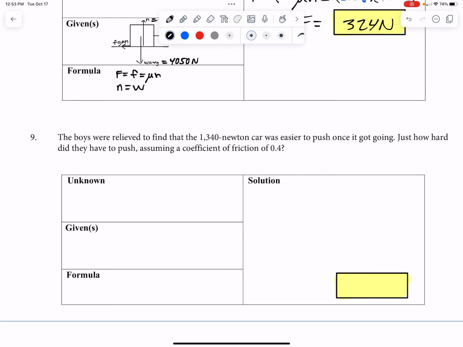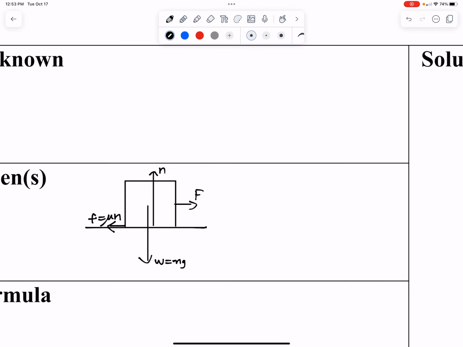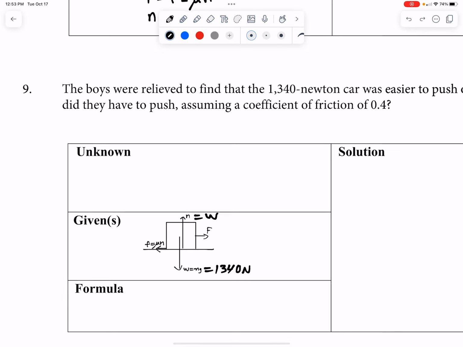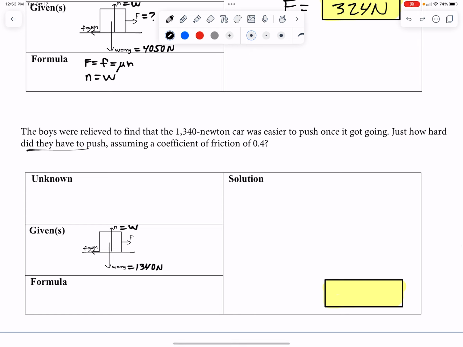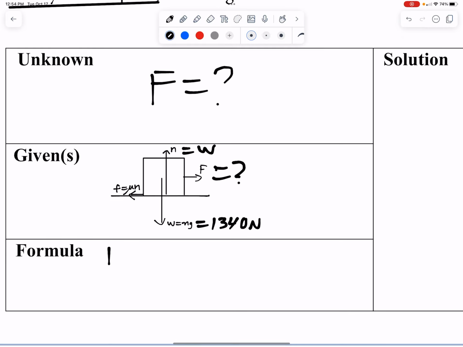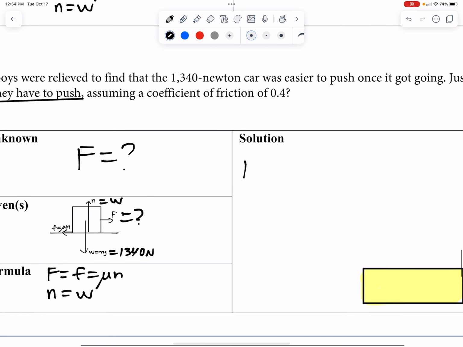And finally, ladies and gentlemen, number 9. The boys were relieved to find that the 1,340 newton car was easier to push once it got going. Just how hard did they have to push, assuming a coefficient of friction of 0.4? I hope you see why I'm just copying and pasting the same picture over and over. We had a 1,340 newton car. Normal force balances weight. Applied force balances friction. We're looking for how hard they had to push, so that would be our applied force, which equals friction, which is mu times normal force.